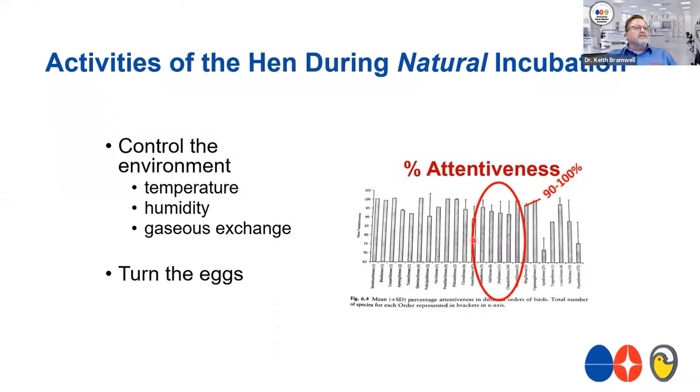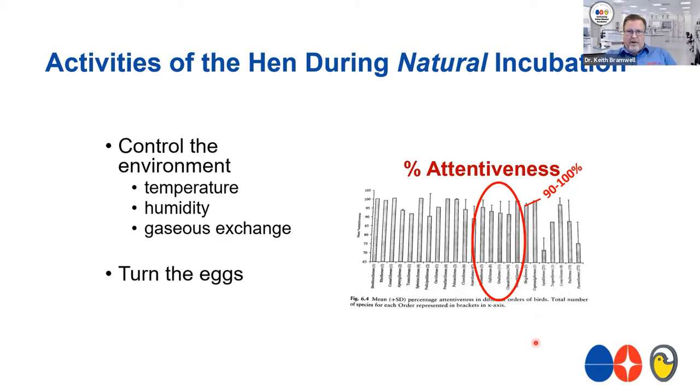A study was done where they looked at the attentiveness, the percent of time the hen spends on the nest, and we can see in chickens there's a variance there. What is that variance? If it's a really hot spring, she will sit on the eggs early on. As the embryos grow and start producing more heat, she spends a lot more time off the eggs to let that heat escape. If it's really cold, she's going to sit tighter. She's going to be more attentive to the eggs to maintain that heat.